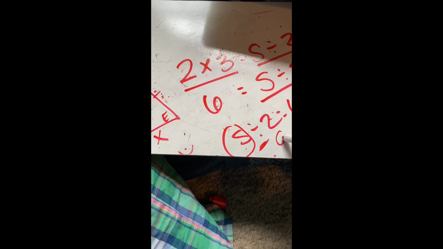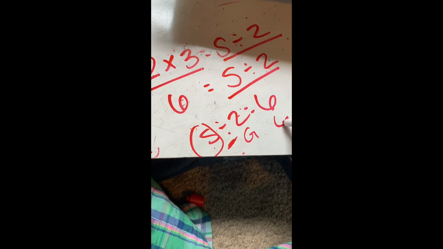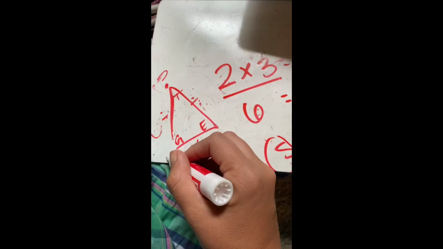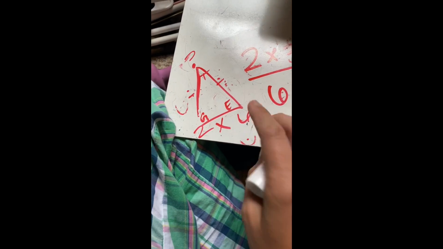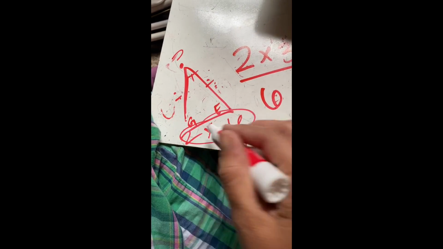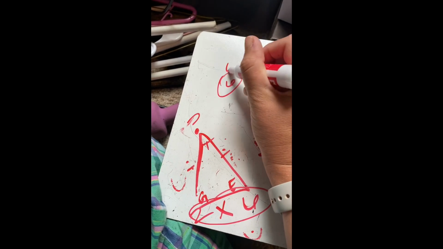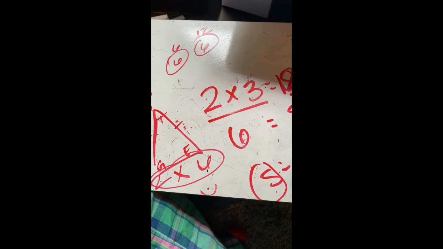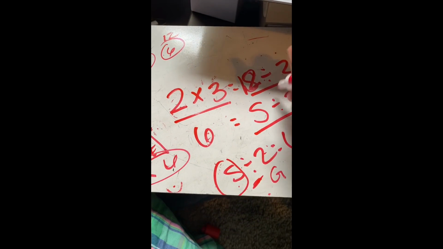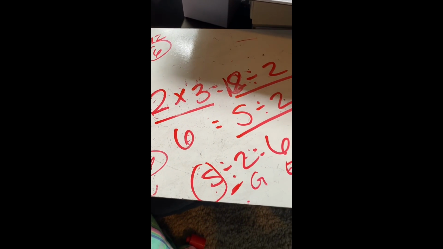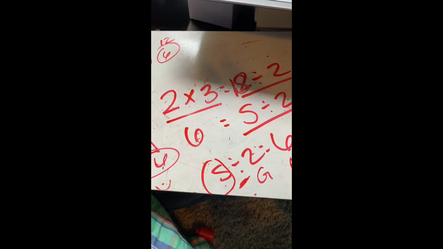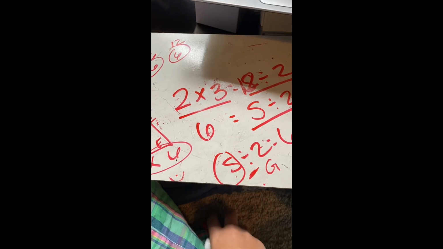I don't know what my total is, but I know that I have 2 groups with 6 in each. So all I have to do is actually do 2 times 6. And that means 2 groups with 6 in each, and 6 more make 12. So that means that S is 12. So 2 times 3 is 6, and 12 divided by 2 is 6. So both of these are the same. I just had to make the equations balance.